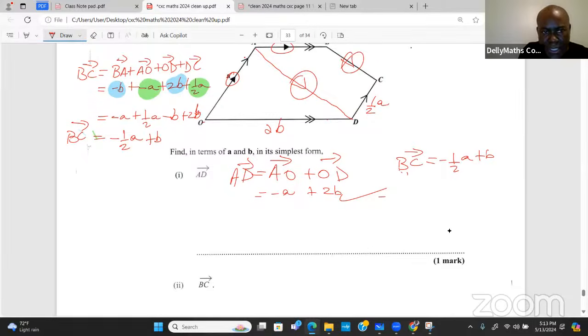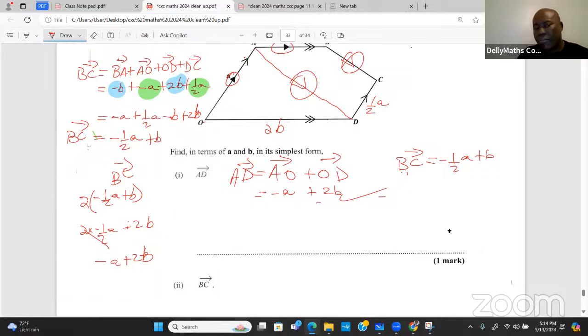Let me put it at the side. So BC is here. This is BC. This is me multiplying 2 times BC just to prove the point. 2 times this, so it's going to have 2 times negative a half A plus 2 times B. Boom. So that's negative A plus 2B. So when I multiply 2 times the BC, I did get AD here. So they are parallel. Now, as it relates to the relationship, that factor, which is 2, it simply means that AD is twice as long as BC.